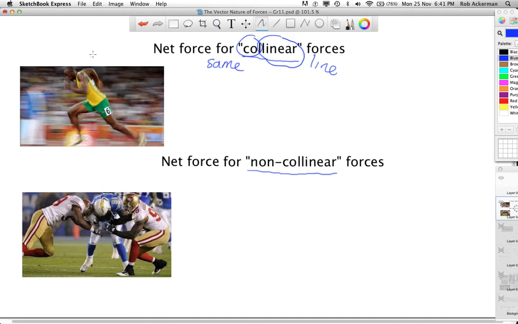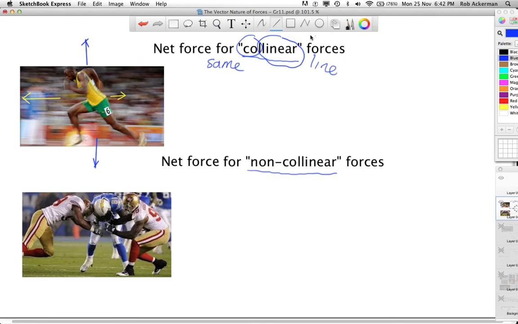Here's a sprinter, and the sprinter is clearly exerting a force forward, which I'll try to show here in a color that you can see. The sprinter is exerting a force forward. Of course, there's a little bit of wind resistance going backward, so I'll draw that in. The sprinter is also experiencing the normal force as the ground holds him up, and the gravity force as gravity pulls down.